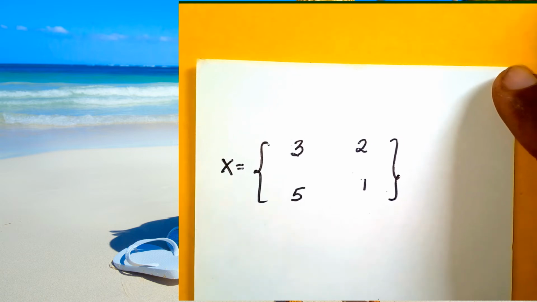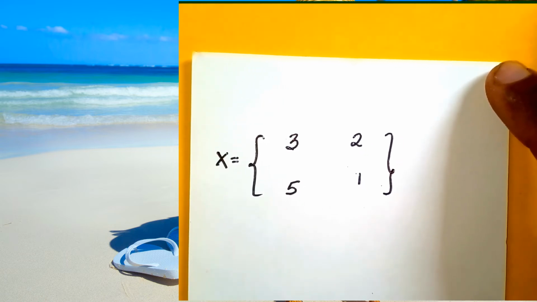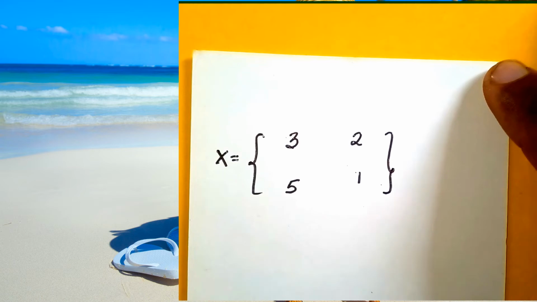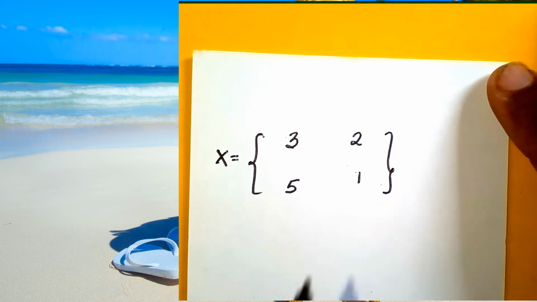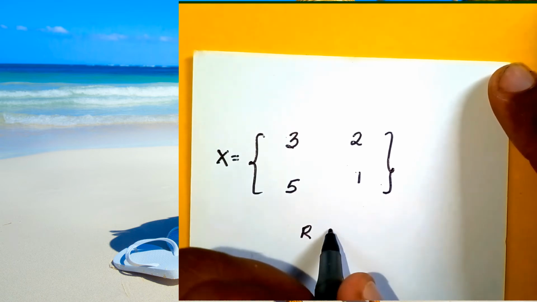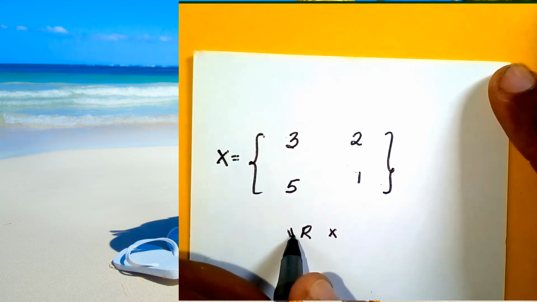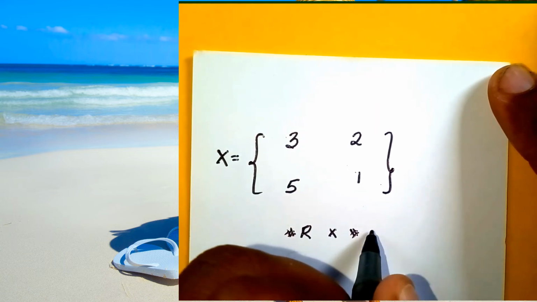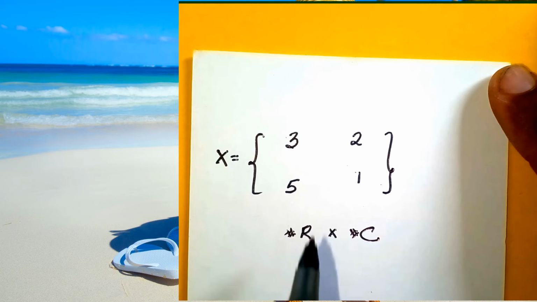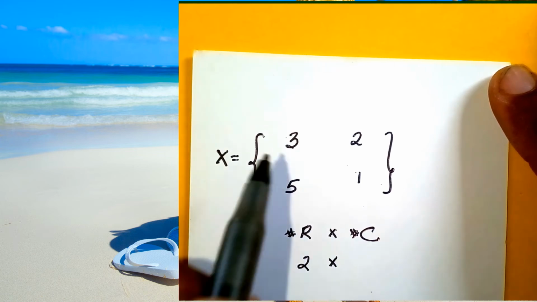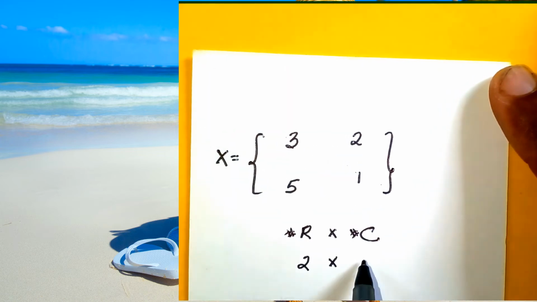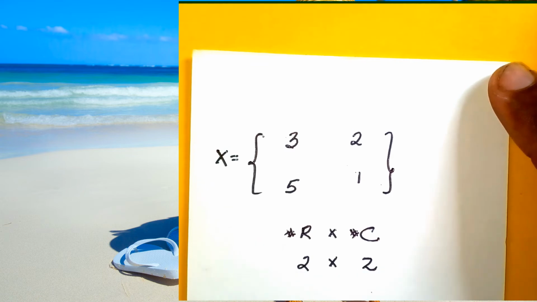Let's look at this matrix called X. And the order for this matrix, or the rank of the matrix, is the number of rows by the number of columns. Number of rows by number of columns. It has 1, 2 rows and 1, 2 columns. So it's a 2 by 2 matrix.